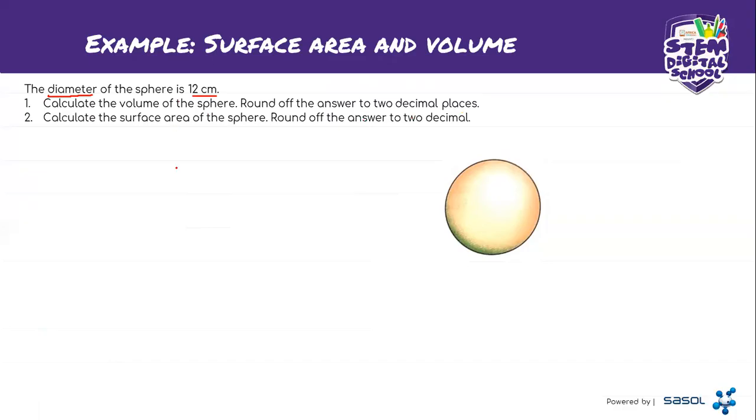Now first we'll be calculating the volume of the sphere. Let's see how we calculate the volume of a sphere. First, remember, for us to be able to calculate the sphere, we need to know the radius of that particular sphere, because in our scenario, we have the diameter. So the radius is going to be 12 divided by 2, because remember, radius is half of the diameter. So in this case, our radius is 6 centimeter.